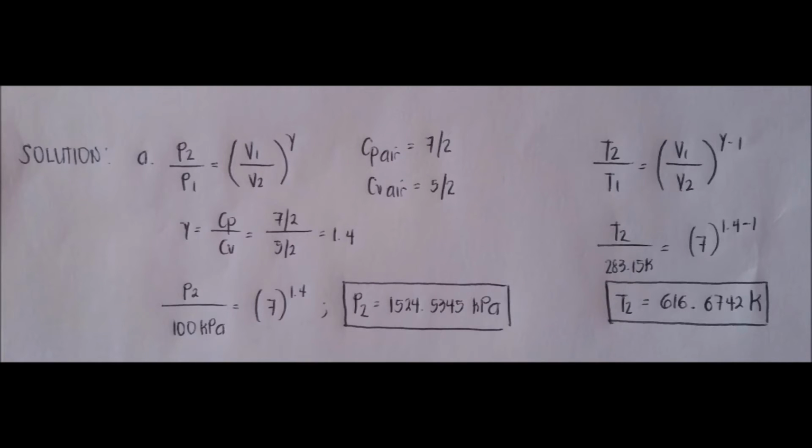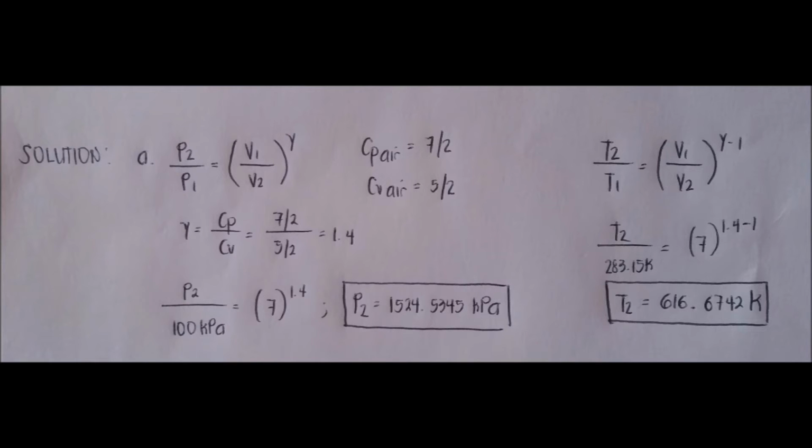Air is a diatomic substance, and this gas has a heat capacity at constant volume equivalent to 5/2 R, whereas its heat capacity at constant pressure is 7/2 R. Knowing that the adiabatic factor is the ratio between the heat capacity at constant pressure and heat capacity at constant volume, so as to say Cp over Cv, the value of the adiabatic factor is computed as 1.4.